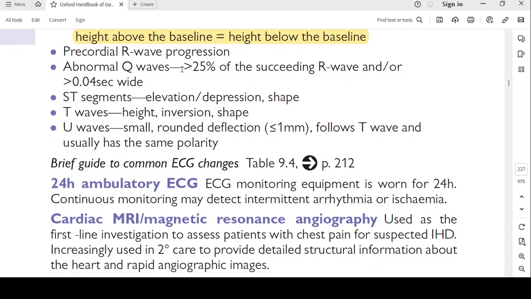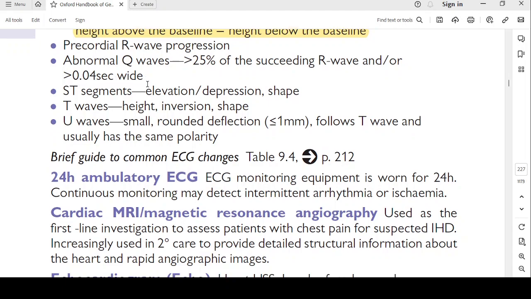Abnormal Q waves. If the Q wave is more than 25% of the succeeding R wave and/or more than 0.04 seconds wide, then it is an abnormal Q wave. Many times you find a small Q wave in the ECG. So is it an abnormal Q wave or a normal Q wave, because Q waves are indicative of myocardial infarction? So what do we have to check? You have to check the next R wave.